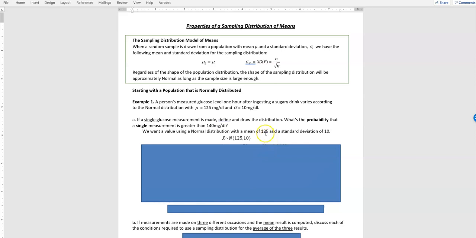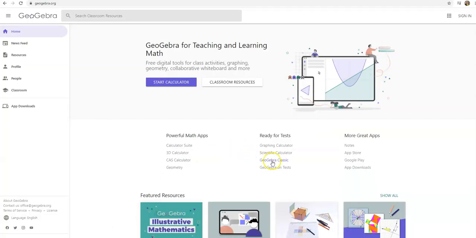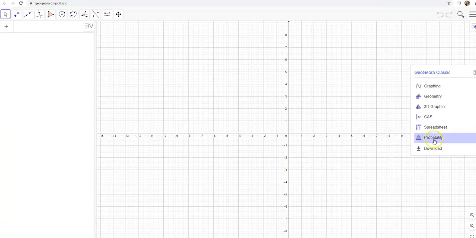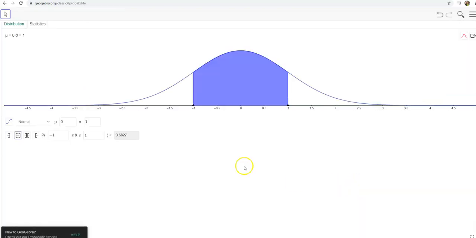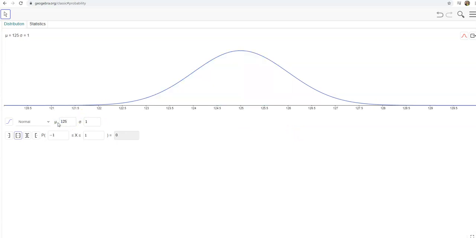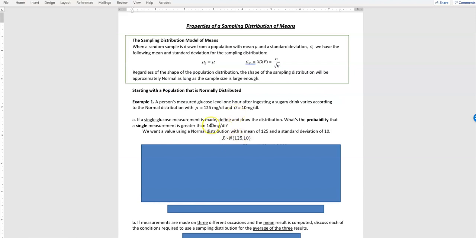So let's go to GeoGebra with a mean of 125, a standard deviation of 10, and find out what's the probability that a single measurement will be greater than 140. To do that, I'm going to go to Classic GeoGebra, and I'm going to click on probability over here, and that's going to give me this distribution that I can look at. So what I want to do is put in my mean 125 and my standard deviation, which is 10, and then I'm asked what is the probability, and you can always go back and check what you're asking. What's the probability that it's greater than 140?